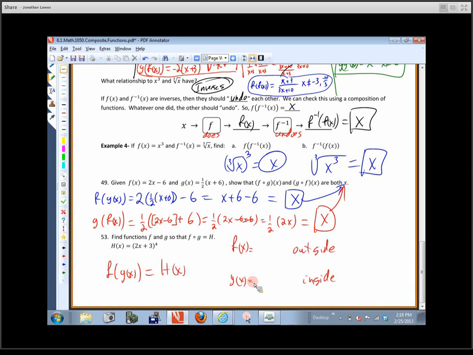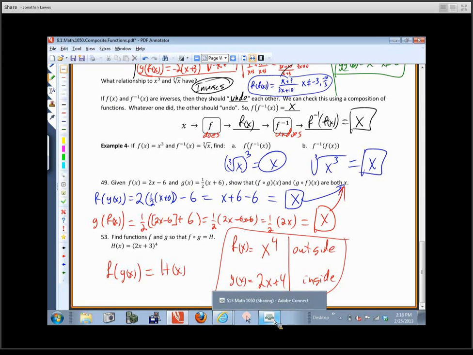What's the outside function? It's x to the fourth. What's the inside function? 2x plus 3. Very good. Okay? So that would work right there. Now, outside, inside, that's my terminology, but I think it's really good. If you take calculus, we actually use those words. Let me show you one more thing. You don't have to write this down. I want you to watch.